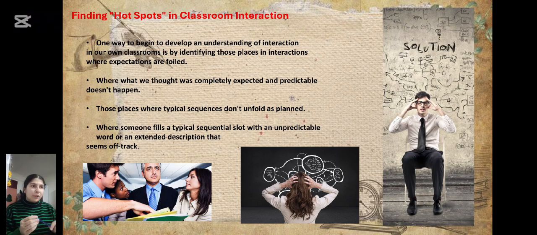As we said before, students are unique. So sometimes the things that we planned can go not in the planned way, because there will be some expectations and our students would not meet these expectations as we expect. So these are the hotspots, to catch these unexpected answers, unexpected ways, and be ready for these things.